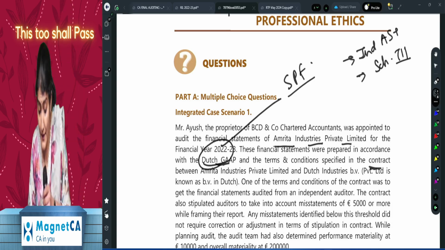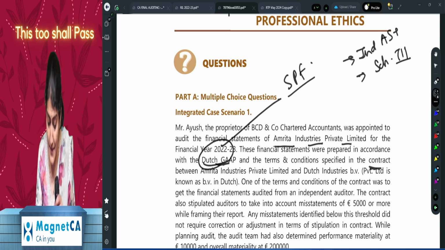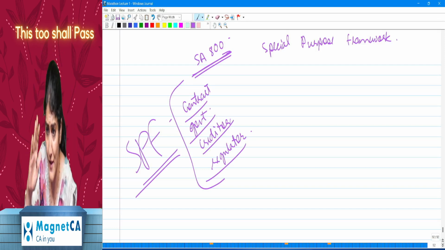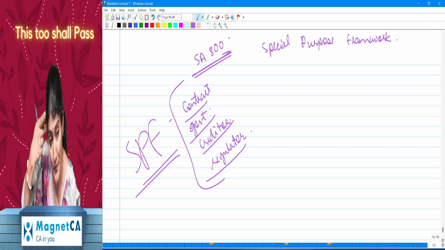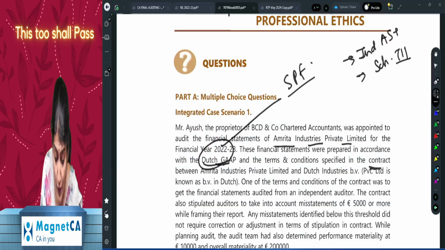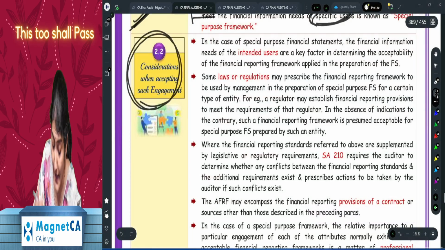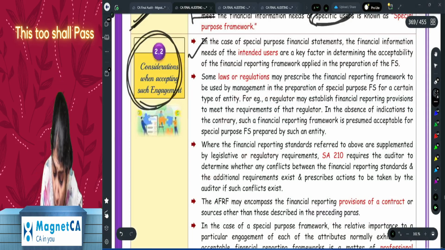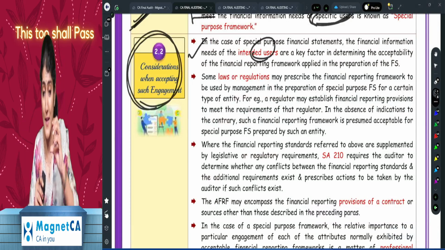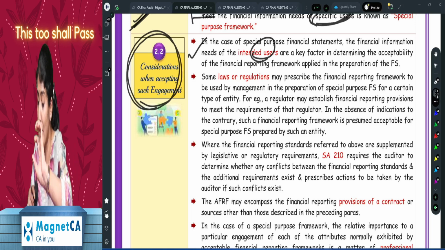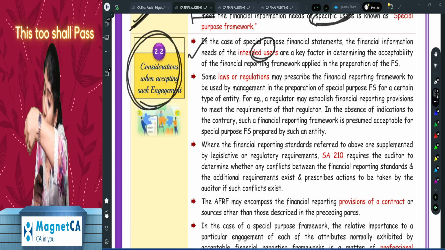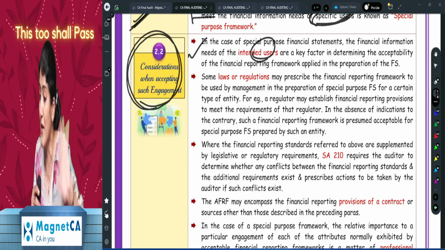Now the client has prepared financial statements as per Dutch GAAP and is telling the CA, please accept this engagement and audit these financial statements. I have to think whether I should accept this engagement or not. So what are the considerations while accepting the engagement? One, who are the intended users? Is it that they are preparing financial statements as per Dutch GAAP because Dutch accounting policy shows a higher profit, and they are going to submit those higher-profit financial statements to the Indian Stock Exchange? Then it would be a wrong thing.